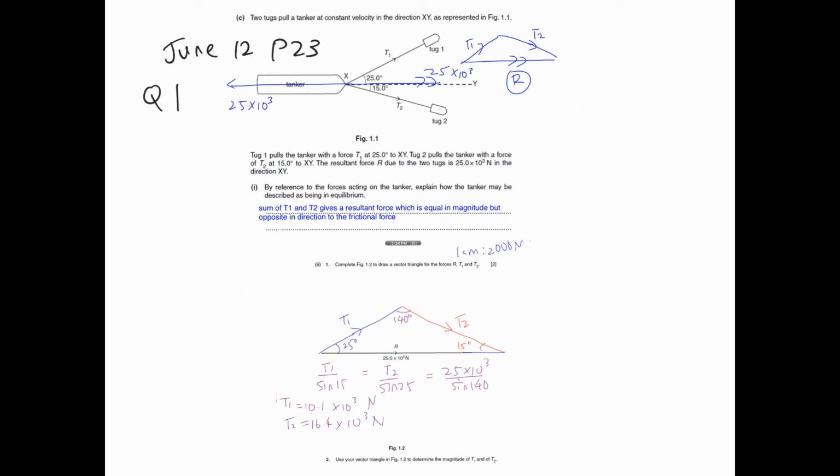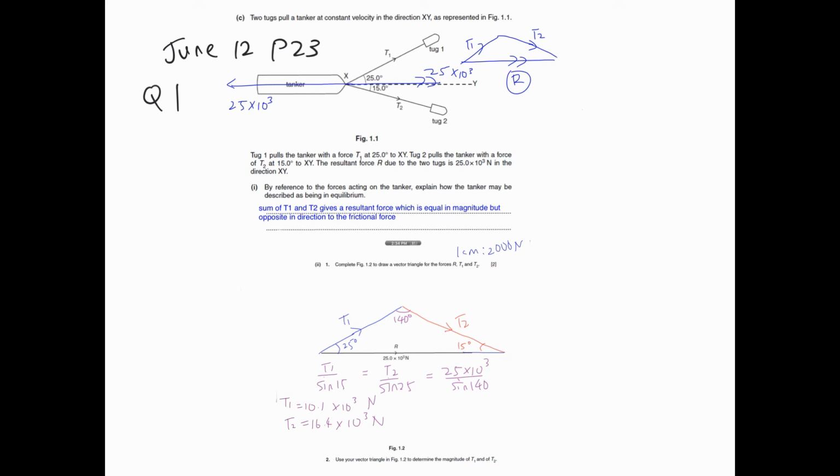So what force could possibly act in the opposite direction? Of course, it will be your drag force. So therefore, you can mention this: the sum of T1 and T2 gives a resultant force, which is equal in magnitude but opposite in direction to your frictional force. So your frictional force will be in the opposite direction, but also having the same magnitude. Then it will cancel out.